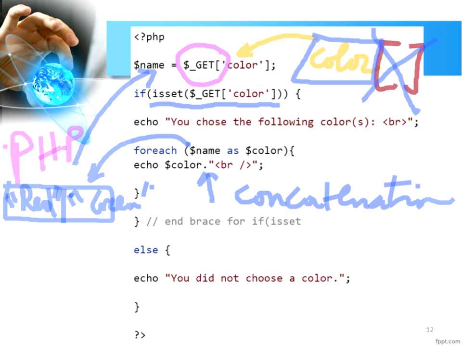Okay, so the same example. If I want to display, foreach is like the for loop, but we use foreach in PHP to traverse an array.